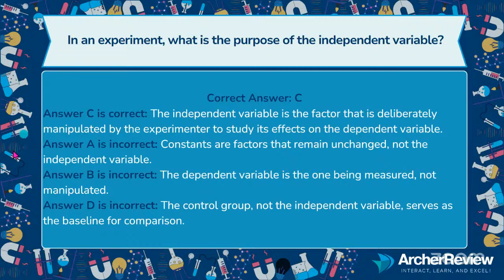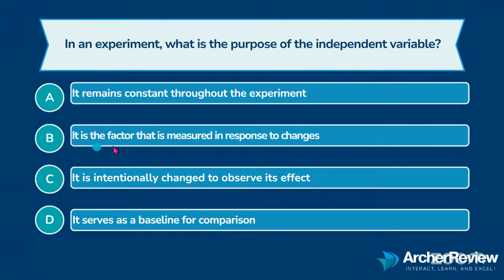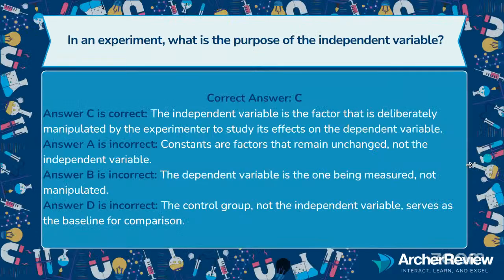Let's take a look at what answer B was. B was, it is the factor that is measured in response to changes. That's the dependent variable, okay? That's what's being measured. That's not what's being manipulated. So we had in our content the example of migraine medicine, and we gave migraine medicine to a group of people who suffered migraines. The thing that was changing was this medication, so the independent variable is the medication. Then whether their symptoms changed or not was the dependent variable.